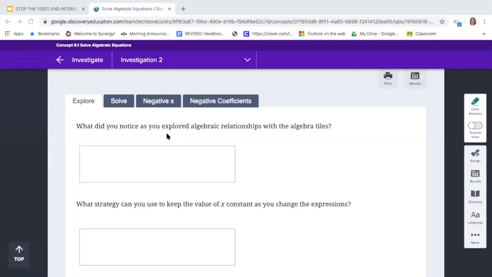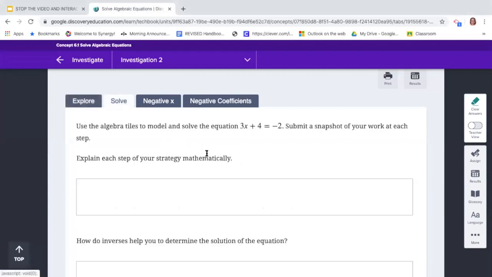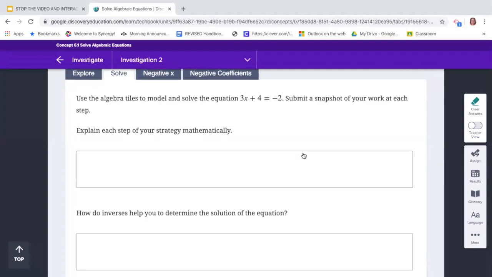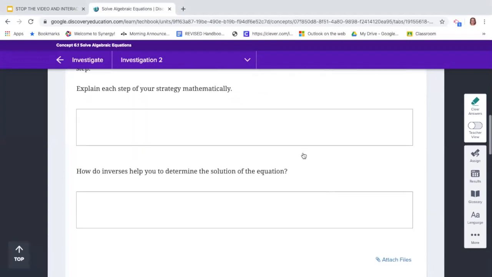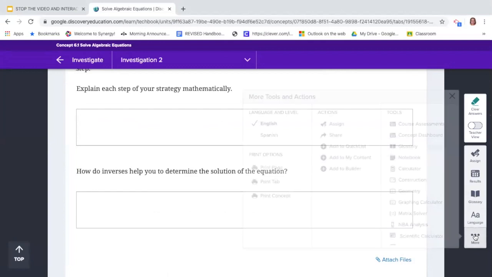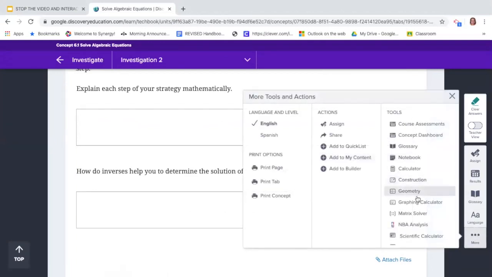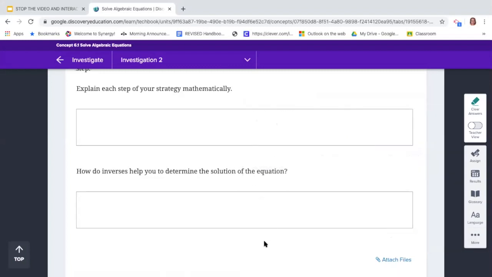Now that we've done explore, let's go on to solve. Use the algebra tiles to model and solve the equation 3x plus 4 equals -2. Submit a snapshot of your work at each step. Explain each step of your strategy mathematically. How do inverses help you to determine the solution of the equation? Pause the video now and take a few moments to use the whiteboard icon that you can find when you click on more. You can find the whiteboard here and upload a photo of your work and answer the following questions.